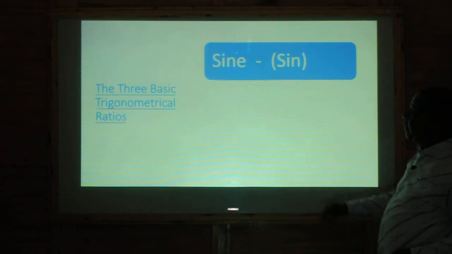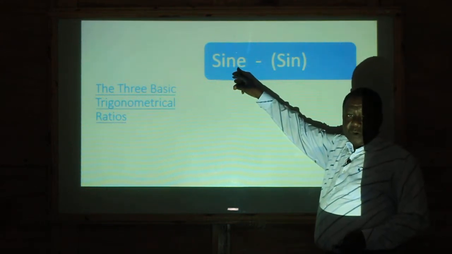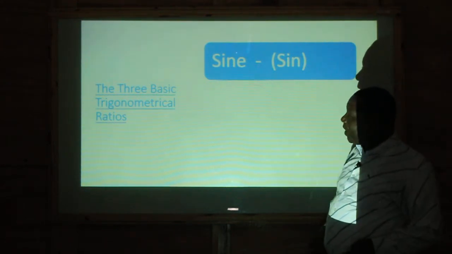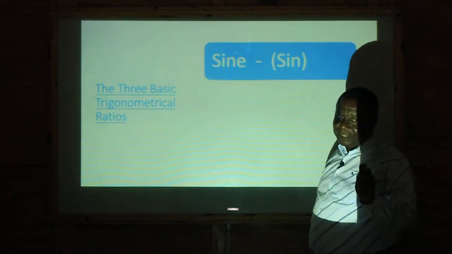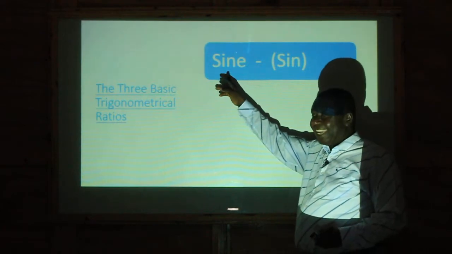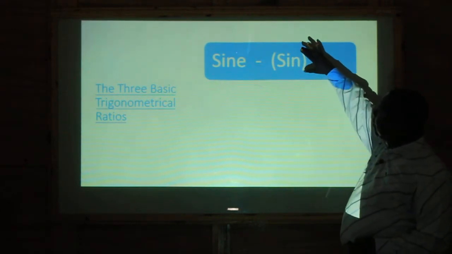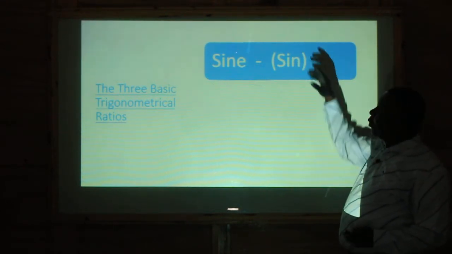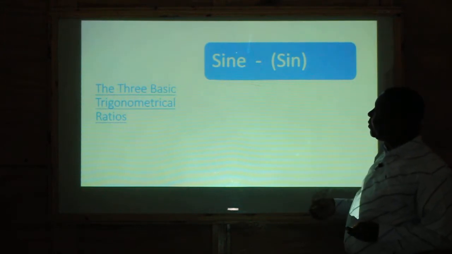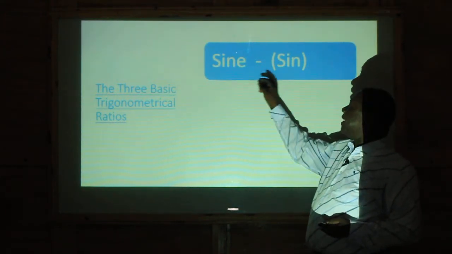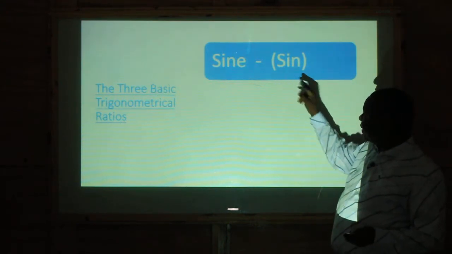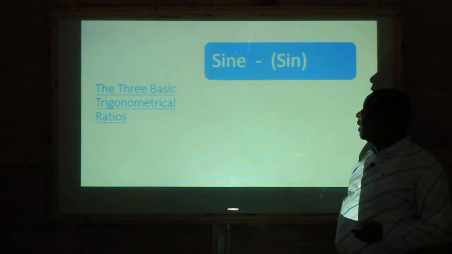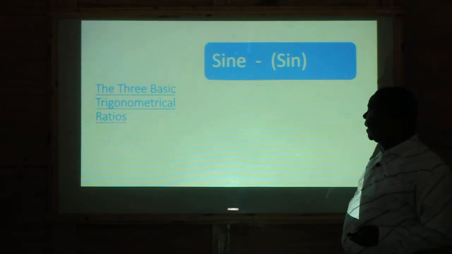The first one is the sine. Make no mistake about it, like what students normally say, the moment they see this, they say sin. It's not sin, it's sine. And the abbreviated form of it is SIN. So in most cases when you are solving problems, you cannot write the whole word. It's the abbreviated form that you always write, which is SIN. So that is one trigonometrical ratio. We call it the sine.